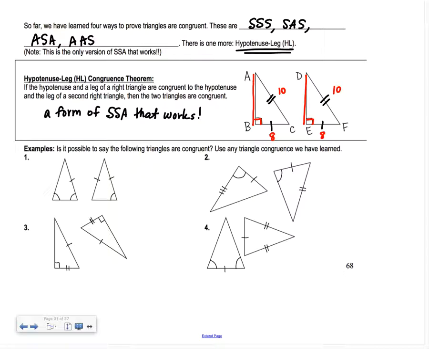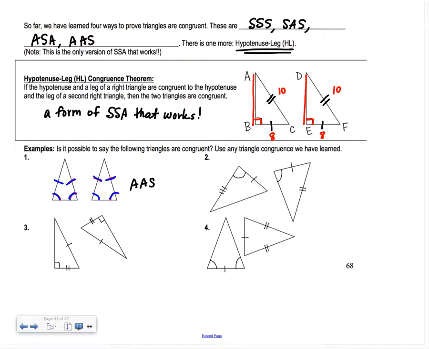So for number 1, it says, is it possible to say the following triangles are congruent? Explain. So it looks like it's going to be set up as an angle-angle-side, but this one doesn't have angle-angle-side. It has side-side-angle. But what did we learn today? We learned that when we have these 2 marks here, we can say these 2 are the same. And when we have these 2 marks here, we can say the angles are the same. So it actually works out to be an angle-angle-side. Okay. So you can go around angle-angle-side.